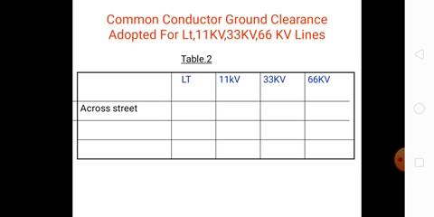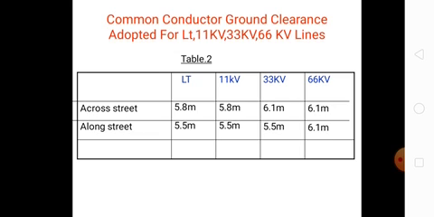Common conductor ground clearance adopted for 11 kV, 33 kV, 66 kV. Across the street it is 5.8 meters for low tension lines, 5.8 meters for 11 kV, 6.1 meters for 33 kV, and 6.1 meters for 66 kV. And along the street it is 5.5 meters for low tension lines, 5.79 meters, 5.5 meters, and 6.1 meters along the street.